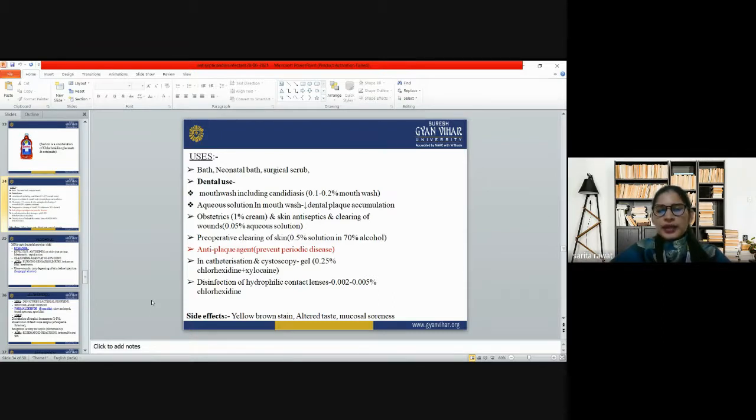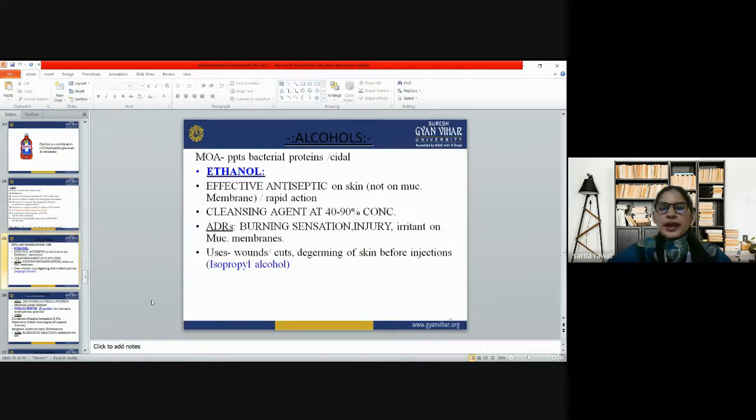Then it is an anti-plaque agent which prevents periodontal disease, and is included in catheterization and cystoscopy gel. It is used in the form of 0.2% chlorhexidine plus lidocaine. For disinfection of hydrophilic contact lenses, it is used at 0.002 to 0.005% chlorhexidine. Now, the side effects include that it can cause yellow-brown stain, it can alter taste, and cause mucosal soreness.